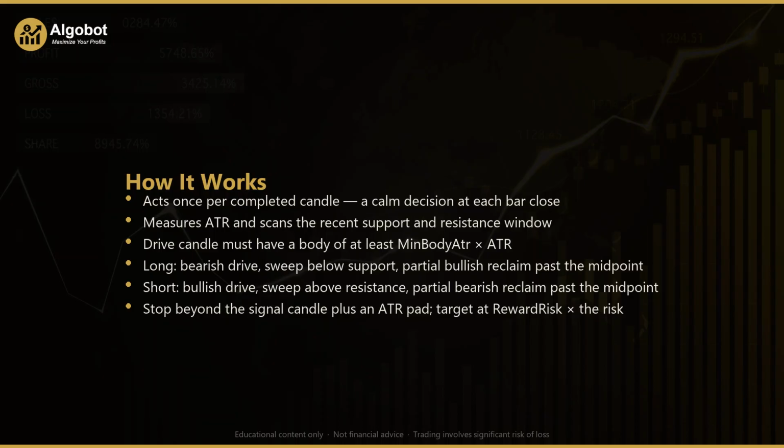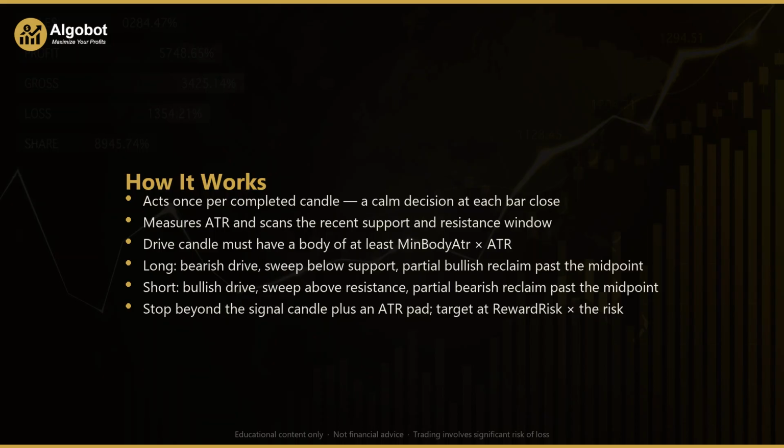Now it inspects the last two completed candles. It labels the older one the drive candle and the newer one the signal candle. For the drive candle to count, its body must be large enough, at least the minimum body size, which defaults to 1/2 of the ATR. This filters out weak, indecisive candles.